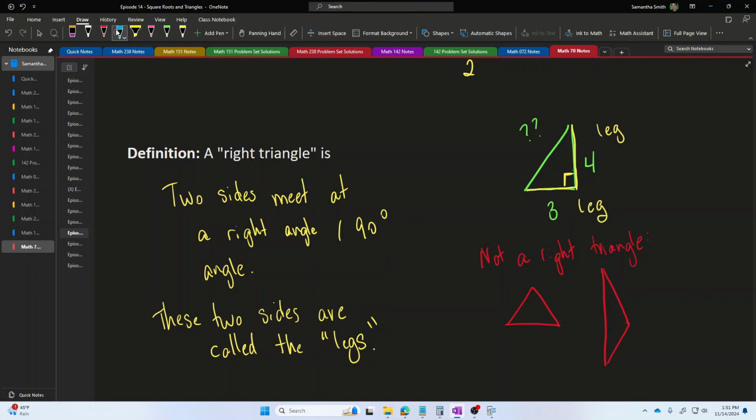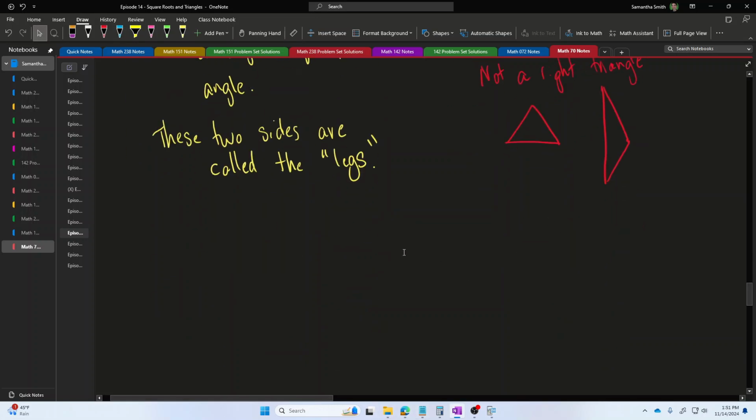And then what's left is this sort of diagonal line, the one that's across from these two. And this line also has a special name in a right triangle. This one is called the hypotenuse.